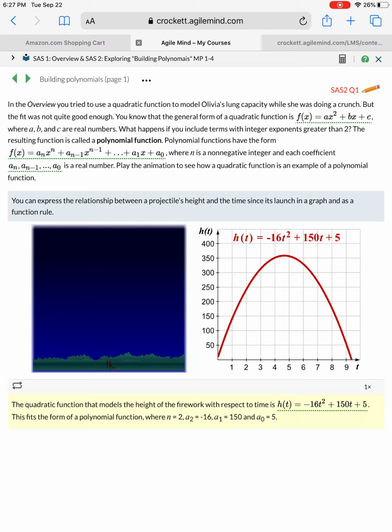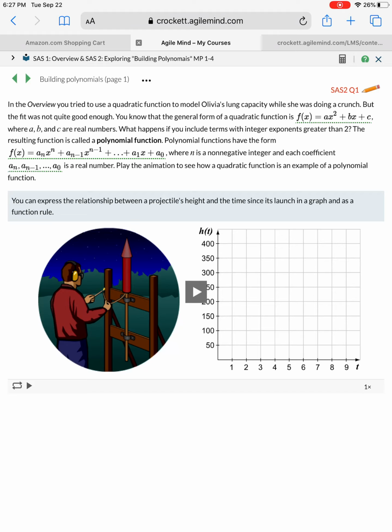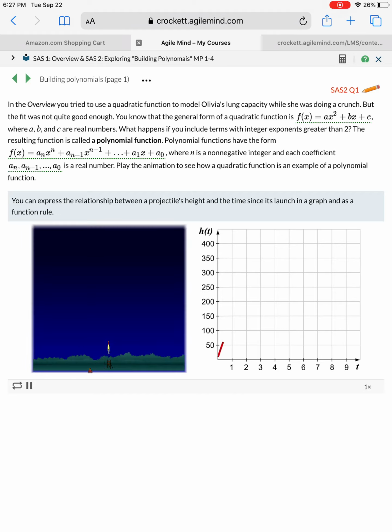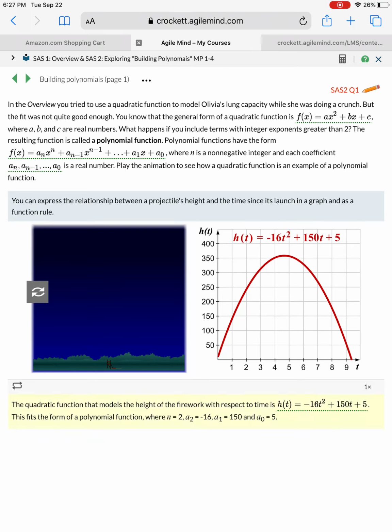So it says the quadratic function models the height of the firework with respect to time. So if you watch the video again, hit play. As the firework is going up, you see that our quadratic function is going up. It hits its max height, the firework explodes, and it comes right back to where we started at the end. Okay, so it fits the form of the polynomial function.